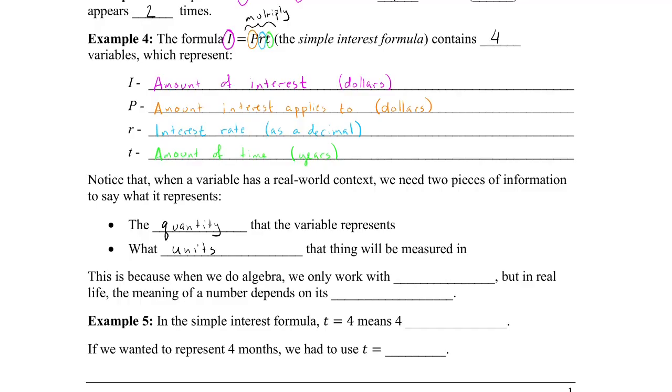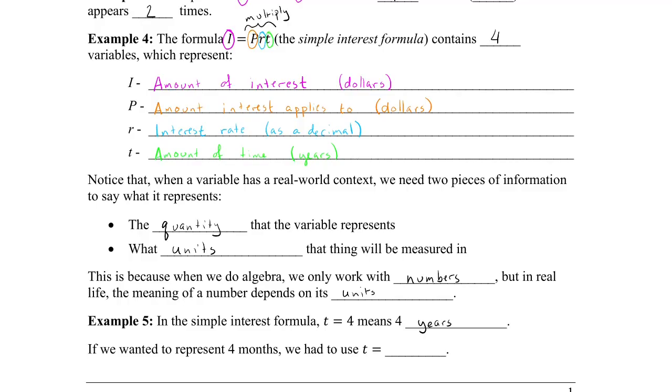That's because when we do the algebra, we're only going to actually work with numeric values, right? So a number. But in real life, what a number means depends on its units. So if we have t equals 4 as a time, well, that could mean 4 minutes, or 4 days, or 4 years, or 4 centuries. And those are all very different amounts of time. In the simple interest formula, we say that t represents the time in years. So if t equals 4, the time that that represents is 4 years.